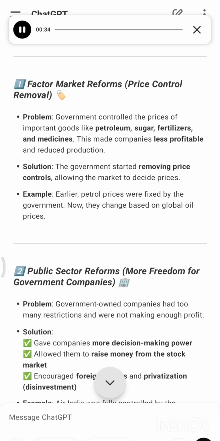1. Factor market reforms, price control removal. Problem: government controlled the prices of important goods like petroleum, sugar, fertilizers, and medicines. This made companies less profitable and reduced production. Solution: the government started removing price controls, allowing the market to decide prices. Example: earlier, petrol prices were fixed by the government. Now they change based on global oil prices.